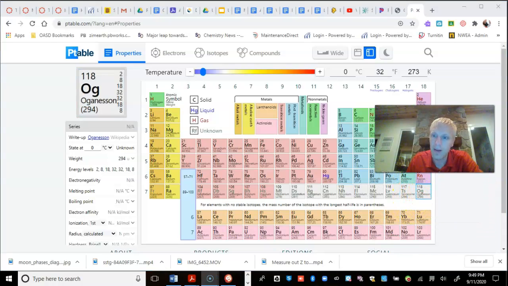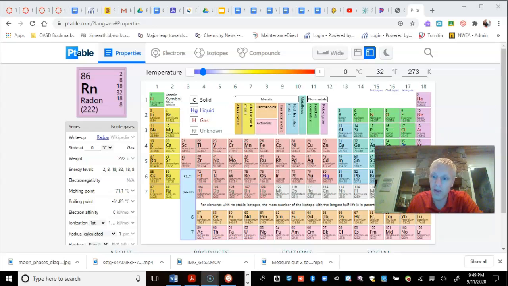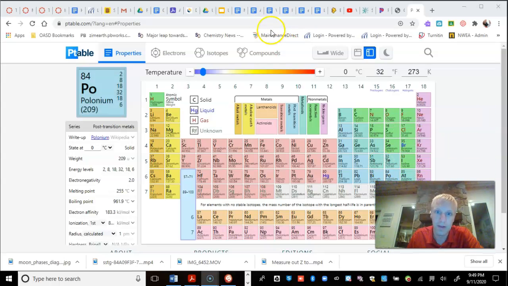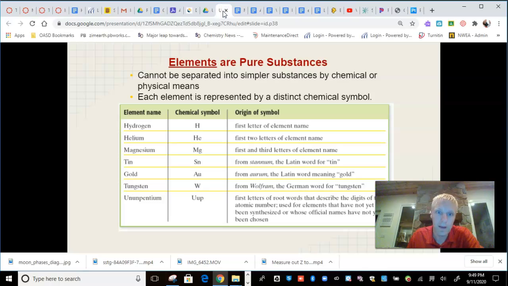We can see there's 118 total elements. They cannot be separated into simpler substances by chemical or physical means, so they're the smallest unit of matter while still retaining their unique chemical and physical properties, and each is represented by a distinct symbol.